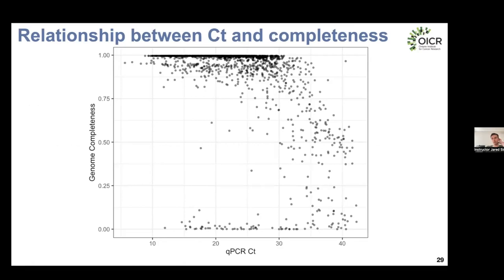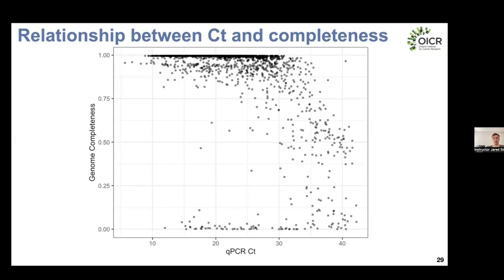Now I touched on qPCR CT values. Here's a look at the genome completeness as a function of qPCR CT. So I think this was for a large collection of samples that we sequenced at OICR. And we can see there's this relationship between CT and genome completeness, where for CT less than 30, we're typically getting nearly complete or complete genomes.